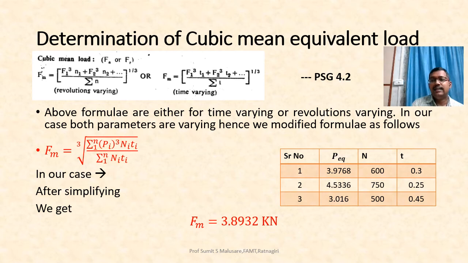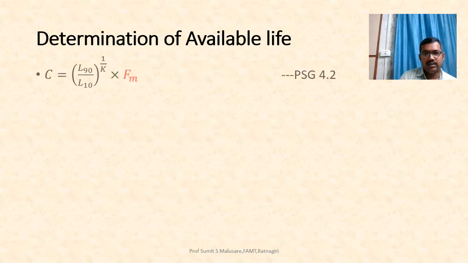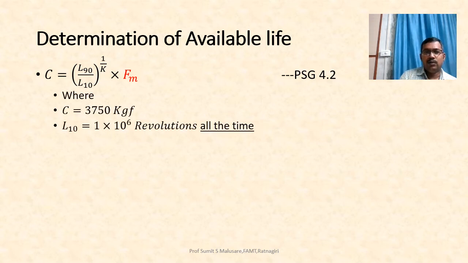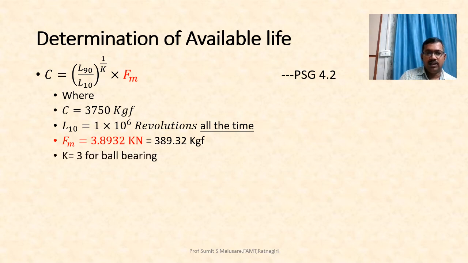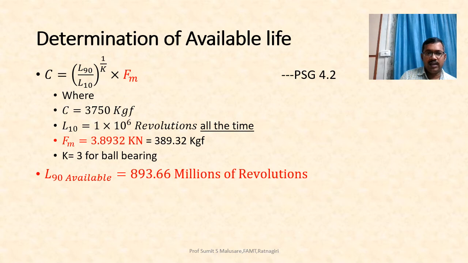Now we have to go for determination of bearing life. So how to calculate it? Again C is equal to (L90 upon 10 raised to the power 6) raised to 1 upon K, into FM. In our case the value of C is 3750 kgf with respect to the bearing SKF 6016, for 1 million revolutions, FM is 3.8932 kilonewtons, and K is equal to 3 for ball bearing. So L90 available is 893.66 million revolutions, which is greater than our required value of 634.9762 million revolutions.